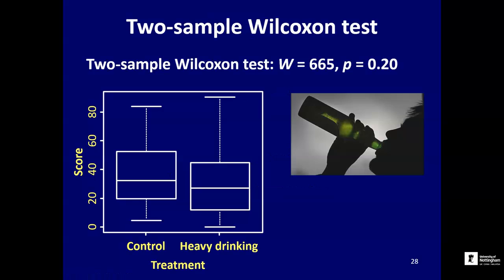Well, I've run the appropriate test, which is the 2-sample Wilcoxon test, and I found a test statistic of 665 and a p-value of 0.2. And that means that there is no significant difference between these 2 groups. And this is actually what this study in the journal Addiction found, that heavy drinking the night before did not impair people's academic performance the day after.